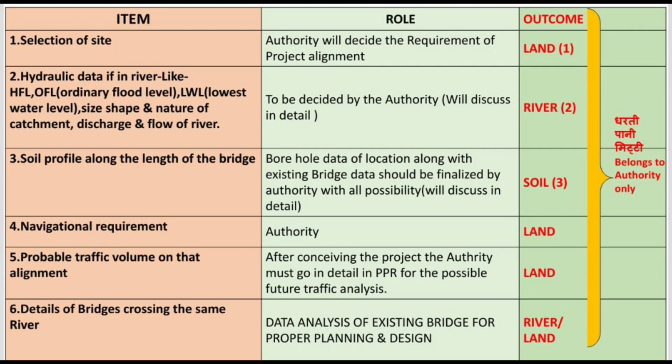As a civil engineer, when we conceive a bridge project, we go for the selection of site, collect the hydraulic data, go for the soil profile, navigational data if required, probable traffic volume, and details of the data if there is any existing bridge. All data is based on the land, soil, and river, meaning land, soil, and river water belong to the authority only. Once the criteria related to the land, soil, and river are fixed with all possible analysis, they should not be changed.